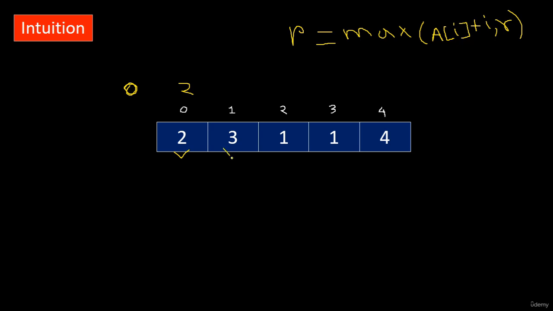This is our current element. Now let's calculate reachable from this cell. From this cell, how can we move, and to which index? Here 3 plus 1 is 4. Reachable is 2, so the max of 2 and 4 is 4. So let's insert 4 here. This is the value for reachable at this point.